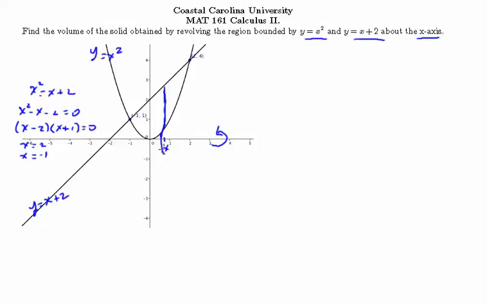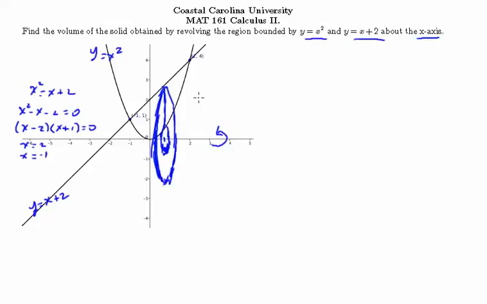So what we're going to get is a washer. It kind of looks like this. Okay, so we have this washer to find the area of. We need to find the area of this washer, and then we integrate it from -1 to 2.